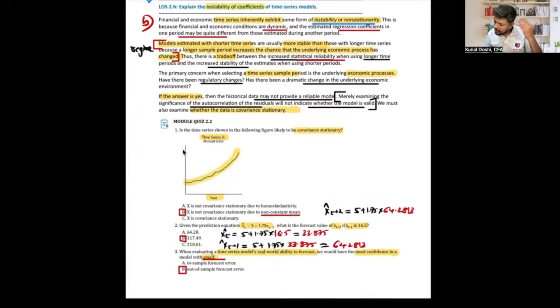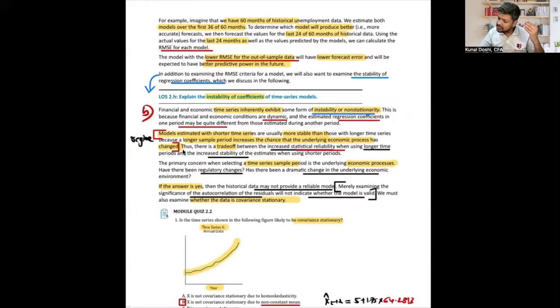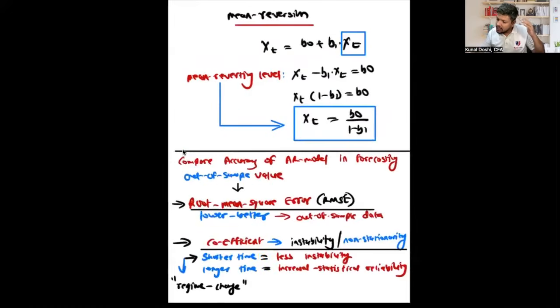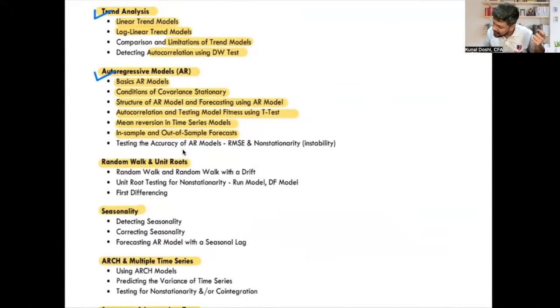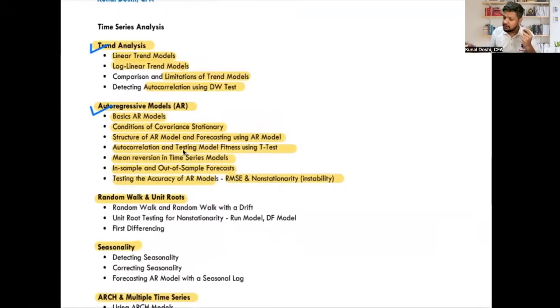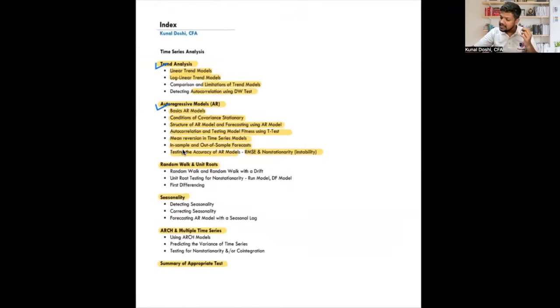Understood, everyone? Correct? We already did questions based on this. Just to show you what exactly we have covered till now. We have also tested the accuracy of the AR model using RMSE, which should be lower, and non-stationarity, where a shorter period is preferable. This is where we complete the discussion of trend analysis, linear and log-linear models, and the autoregressive model. There is a very high chance of the autoregressive model being asked in the exam. Got it? Everyone understood till this point?